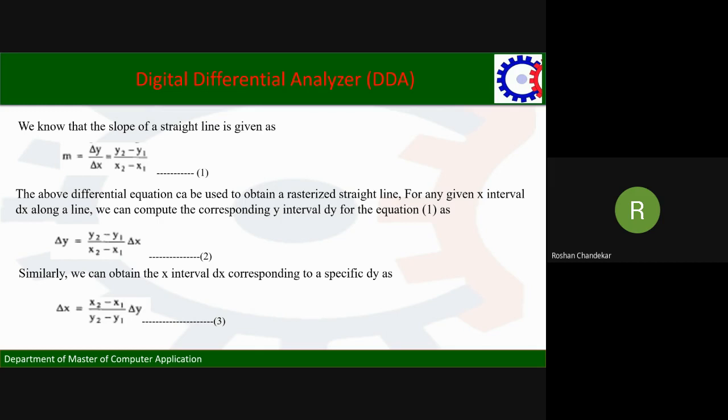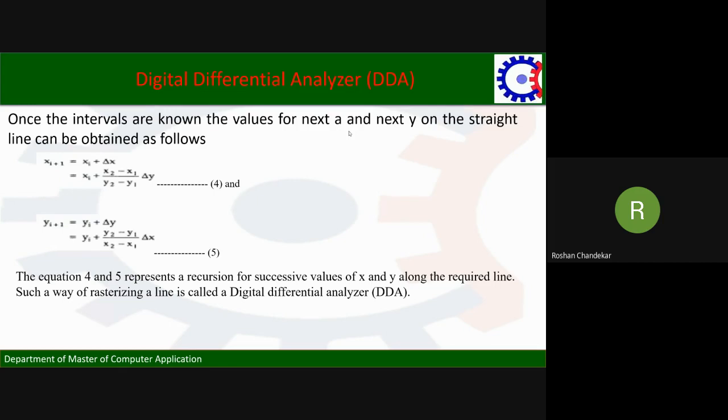Why have we calculated these two equations? These two equations are calculated for rasterizing a straight line, for finding the next pixel of the line, where there is a small change in delta y and a small change in delta x. For that reason, we have to find the value of delta y and delta x in this algorithm. Once the intervals are known, the values for the next x and next y on the straight line can be obtained. Hence, we have to determine the intervals.